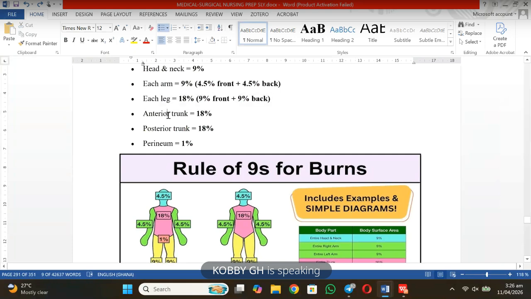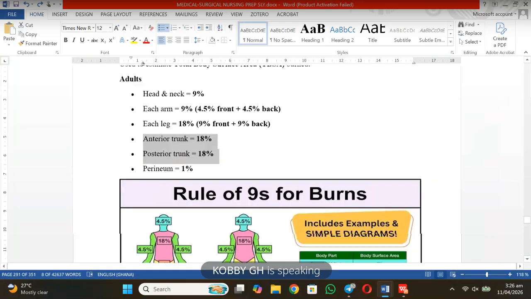Now, the entire trunk is 36%. The anterior trunk is 18% and the posterior trunk is also 18%. So all the time, be careful. If the examiner doesn't put anything in front, use all. If the examiner says leg, then straight away you use all, which is 18%. But if the examiner says anterior leg, then 9%. If the examiner says trunk, 36%.